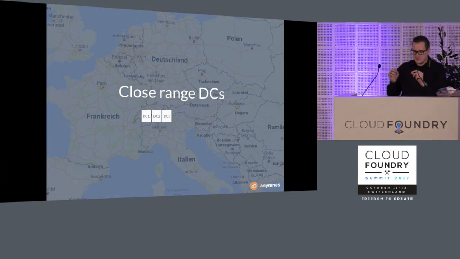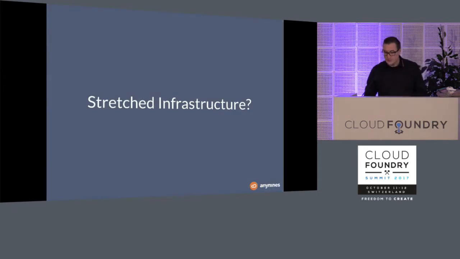Data centers being so close to one another. So I'm talking about less than a few hundred kilometers, ideally less than 100 or 50 kilometers, right? So you have a high bandwidth, you have a low latency, and therefore a reliable connection. So this makes a few tricks more appealing than if you were in another scenario, which we'll look at a little later. We're talking about the possibility to stretch the infrastructure. We've seen customers do that.